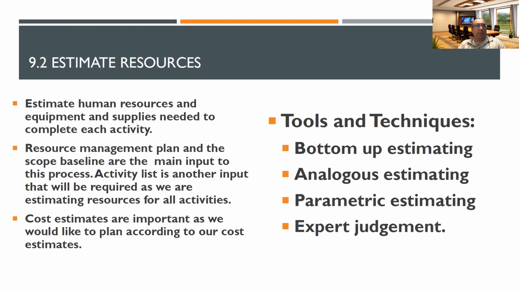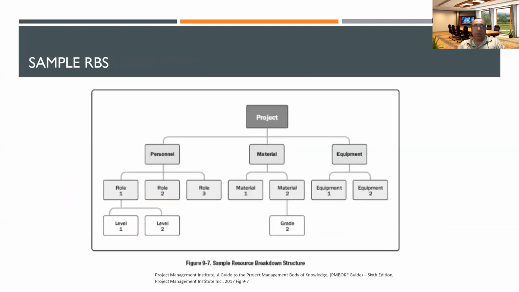Resource management plan and the scope. We already talked about that. So cost estimates. In order to estimate the resources, these are the main tools and techniques you will use. So this is the RBS. RBS is resource breakdown structure. So remember WBS. WBS is work breakdown structure.